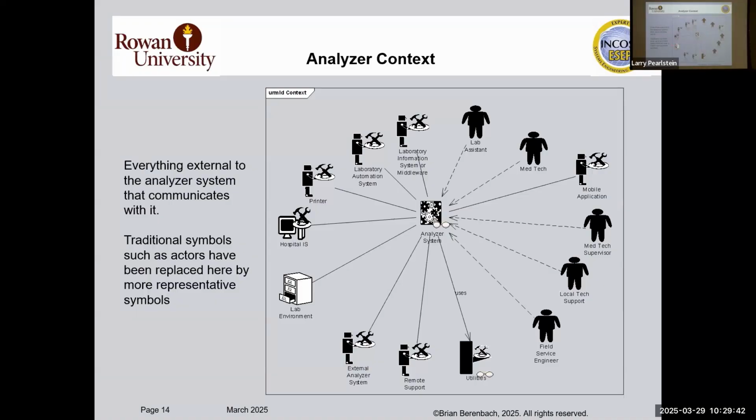So you've got the hospital IS, the lab environment, the printer, and all of these things that the system has to be able to support that are external to the system. And woe betide you if you forget one of these. That's why it's important to look at it holistically when you start. If you don't, you're going to wind up with a highway with no entrances or exits.